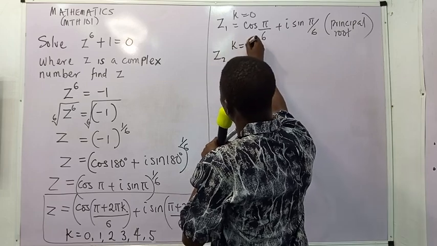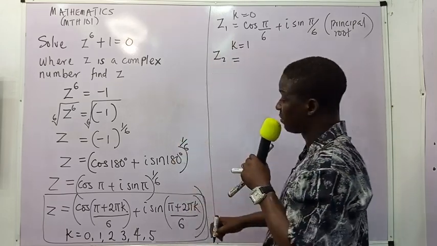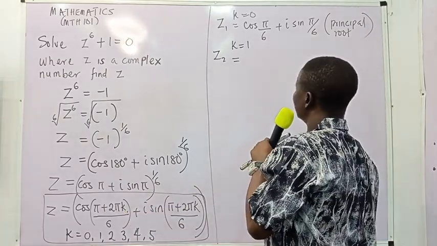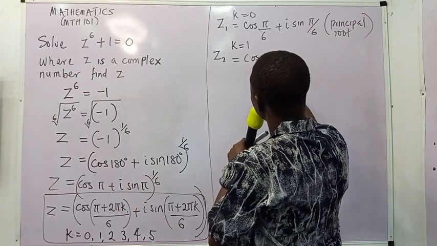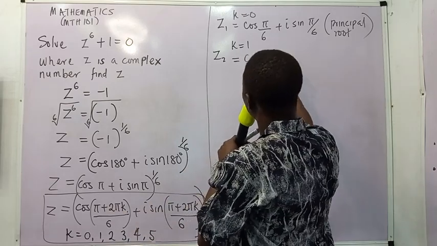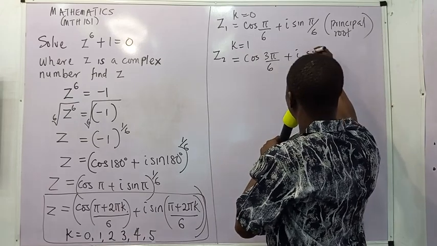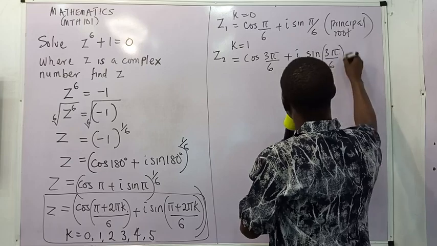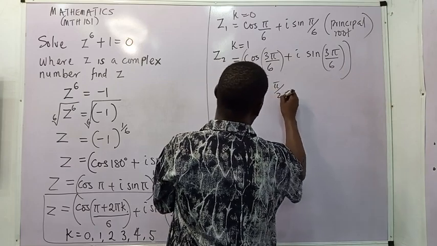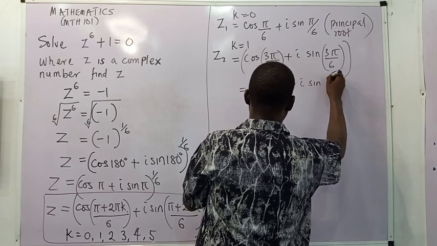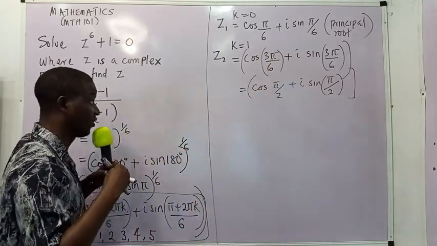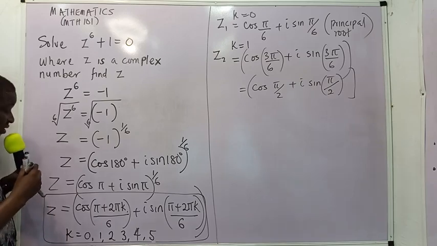Z2, when k equal to 1, put it there. What will be our Z1? k equal to 1 for second root, we are going to have cos. Put 1 here, we have 2 pi plus that, we have 3 pi over 6 plus I sine 3 pi over 6. So in this case now, somebody else can present it as cos pi over 2 plus I sine pi over 2. Is still correct, because this 3 can divide 6 and it gives us 2. So 6 divided by 3 gives us 2.